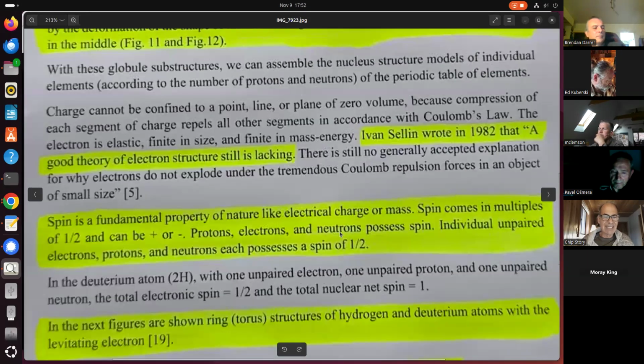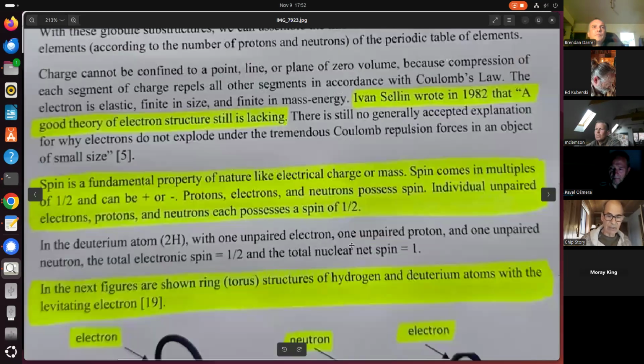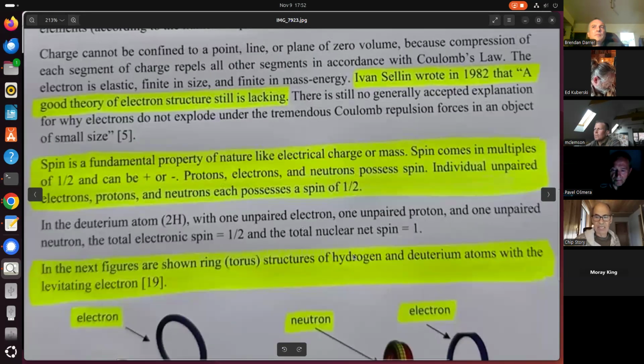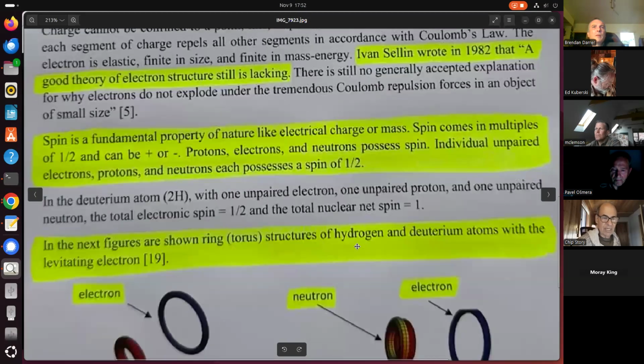The electron is elastic, finite in size, and finite in mass energy. Ivan Stella wrote in 1982 that a good theory of electron structure is still lacking. There is still no generally accepted explanation for why electrons do not explode under the tremendous Coulomb repulsion forces in an object of small size. Same issues that Feynman had from the very beginning. Like, how the hell does this work?